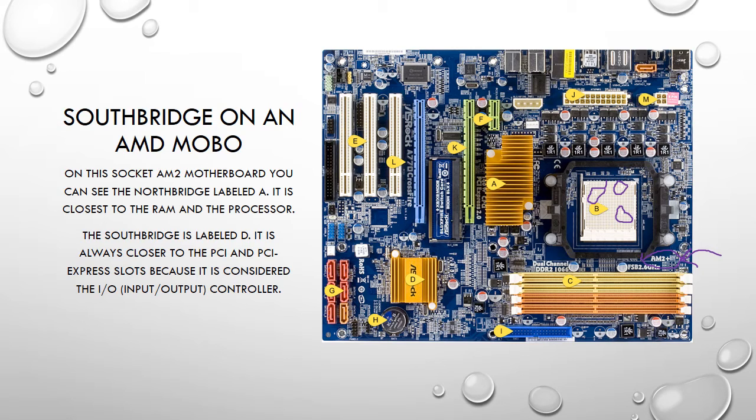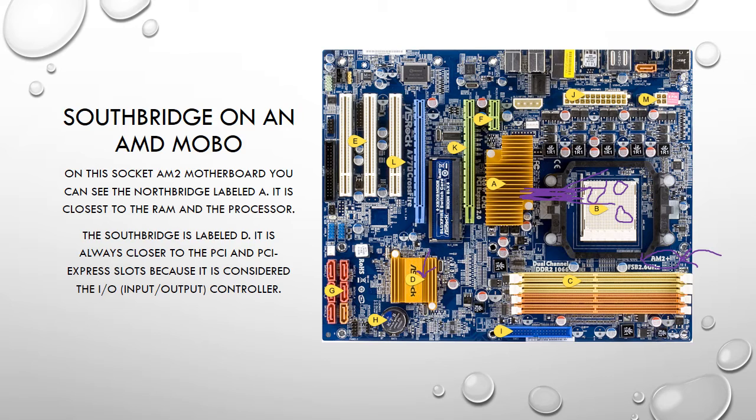So D over here is the south bridge. So you normally will find the north bridge closest to the processor. If you hold up your motherboard and consider the processor north, the north bridge is always closest to the processor. It's got to be the closest because it has the shortest bus. And the bus in between the processor and the north bridge, and the A here, is the front side bus.